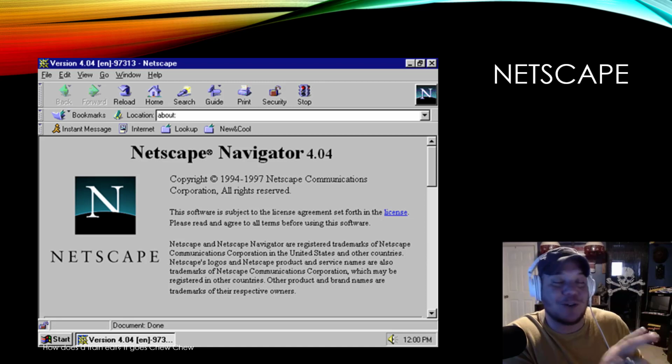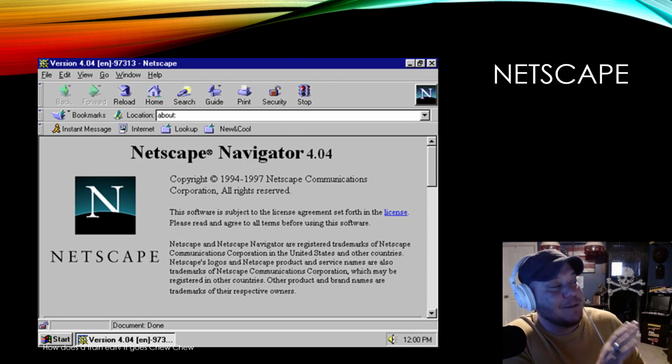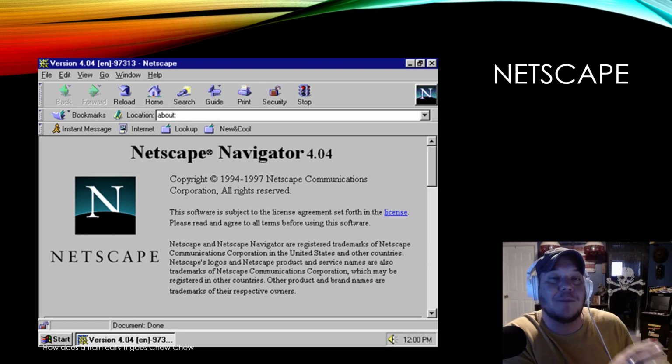Without the very first open source Netscape, you would not be playing online right now. Google Chrome wouldn't exist. Internet Explorer wouldn't exist. These things came about because Netscape proved it was valuable to do.